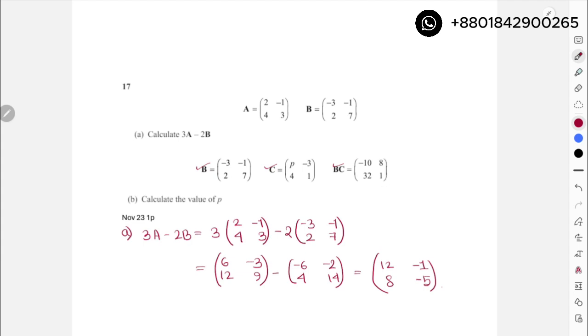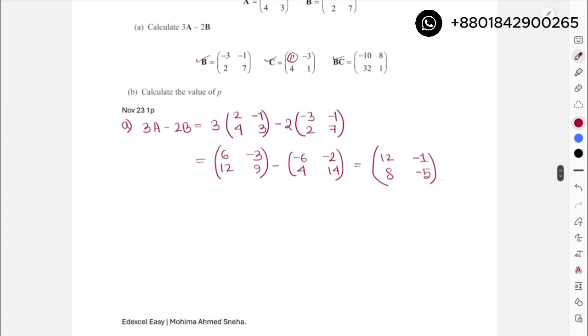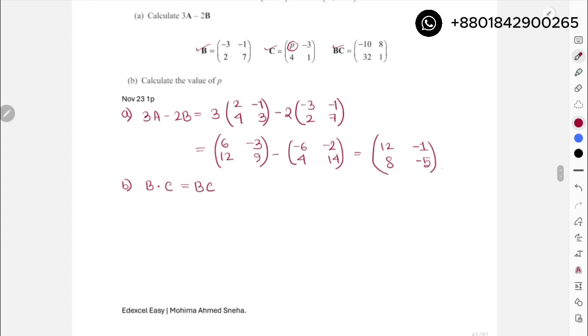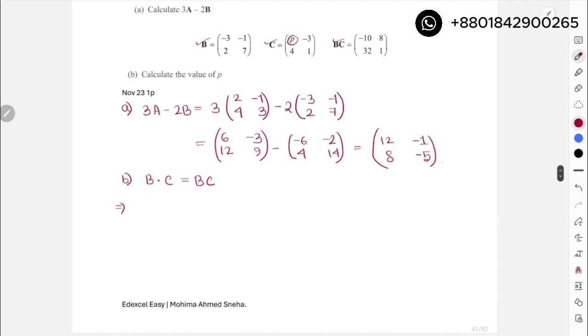We need to find out the value for P. The value for P was hidden under the matrix C. So in this situation, this is like an equal matrix situation that they have given. So for this part, I'm going to first work with B multiplied with C gives you their product, right? That means over here for this B and C multiplication, we have minus 3, minus 1, 2 and 7. This matrix was multiplied with P minus 3 and 4, 1, and that leaves you with the BC product, right?